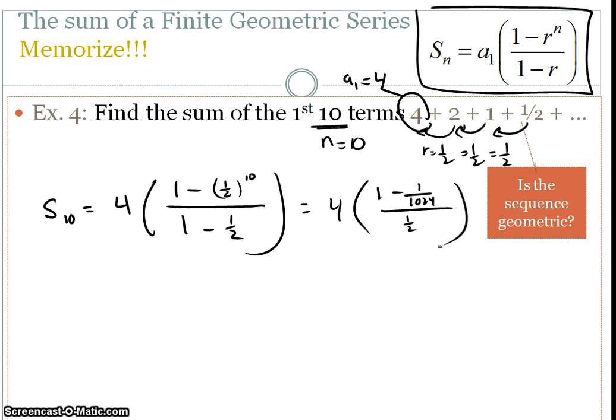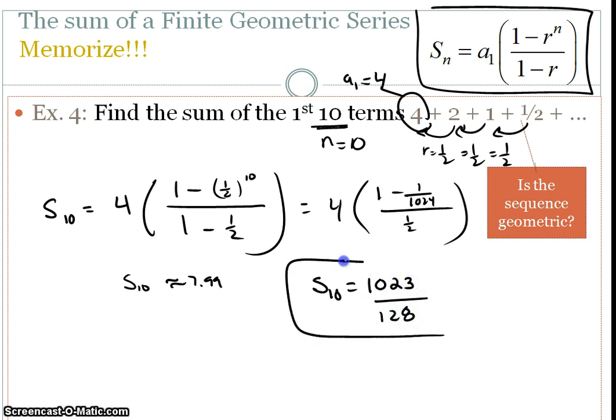Okay, so I can just simplify this on your calculator, and you should follow along as well. Pause it as needed. And when you plug it into your calculator, you should get 7.99 approximately. S10 is approximately equal to 7.99. But when you plug it in and you get S10 exactly, it's 1023 over 128.